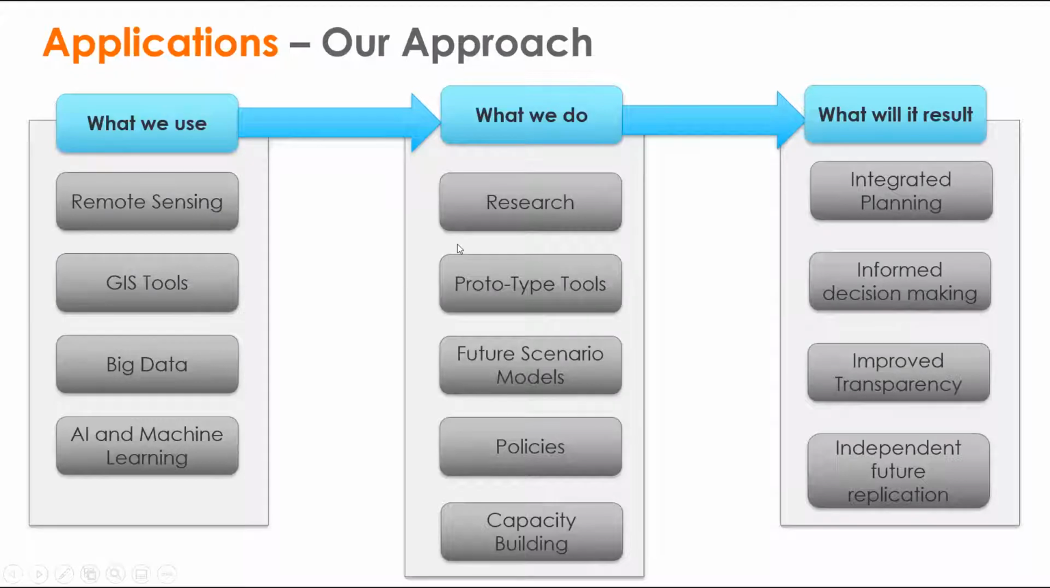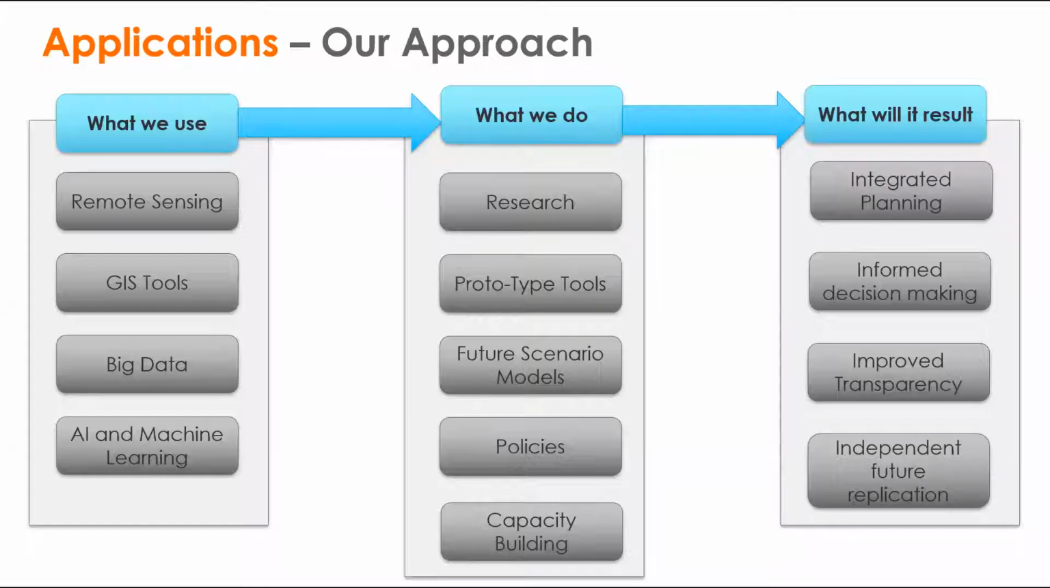So how do we do that? We use a lot of tools. We use remote sensing. If you are not aware of remote sensing, it's satellite information, or it could be aerial information. We take lots of photographs, images, and that kind of information. We use a lot of geographic information, GIS tools. We use a lot of big data.